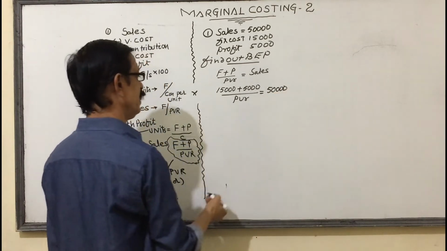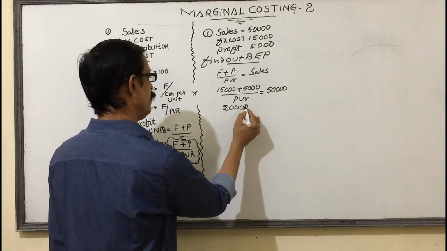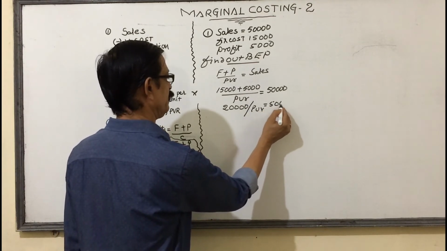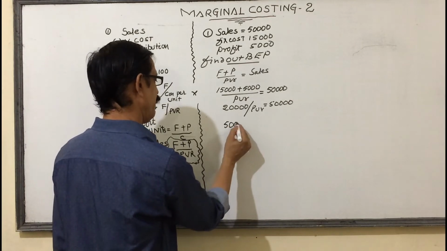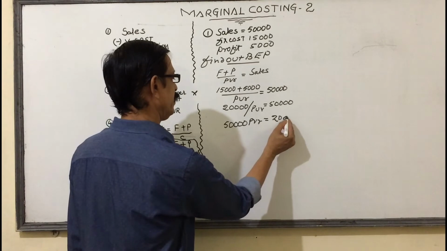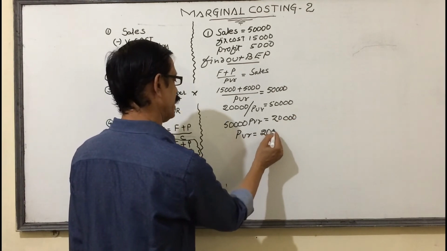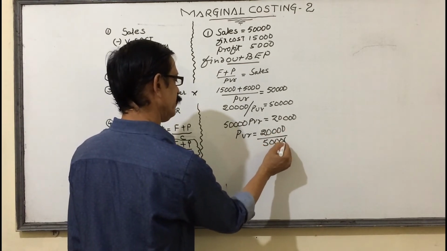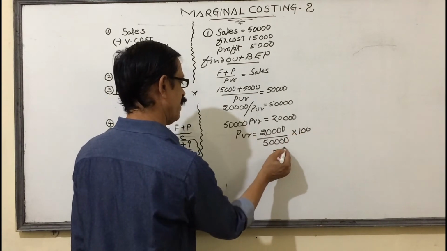Now 20,000 by PVR is equal to 50,000. When you are getting this side 50,000, PVR is equal to 20,000 by 50,000. Therefore, PVR is equal to 20,000 by 50,000. If you take into 100, you will get percent. That is called 40%.